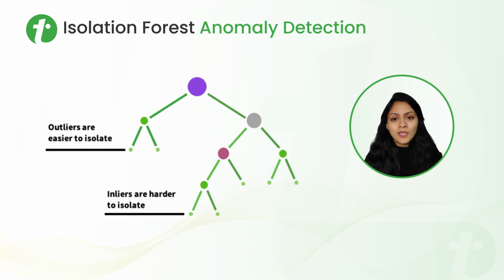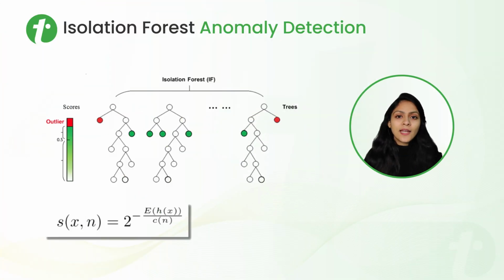So these data points are outliers, while these data points have a large path length, so they are harder to isolate and are considered normal points or inliers. Now let's understand how the isolation forest anomaly detection algorithm works. This algorithm produces many isolation trees by selecting features randomly and tries to split and isolate each data point, and then calculates an anomaly score for every data point.